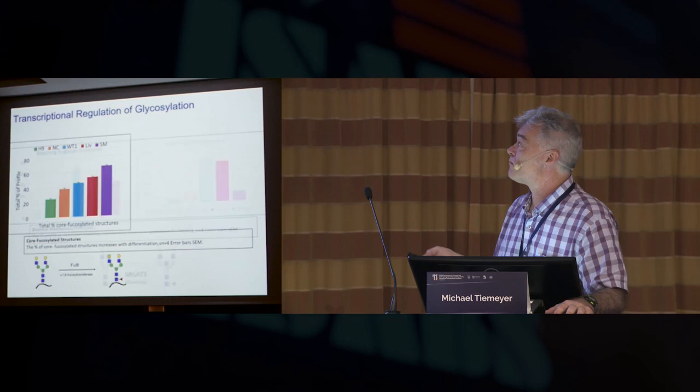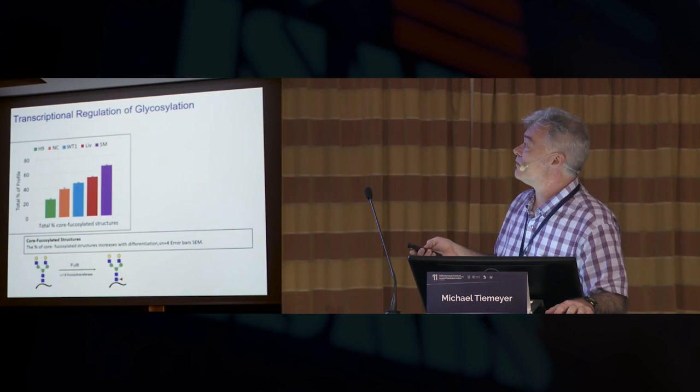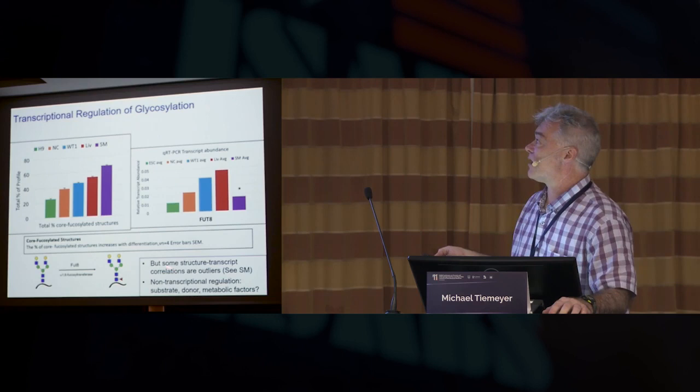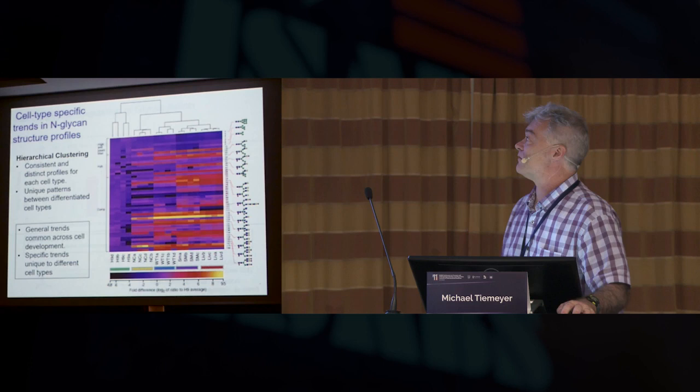Now looking at core fucosylated glycans, there's an increase as cells differentiate towards having more core fucosylation, and the transcript values correlate quite well until you get to the smooth muscle cells, where there's not a very good correlation. So in some cases, clearly glycan heterogeneity is driven by transcript abundances, but in other cases, there are going to be other factors that are driving the heterogeneity of glycans on proteins.